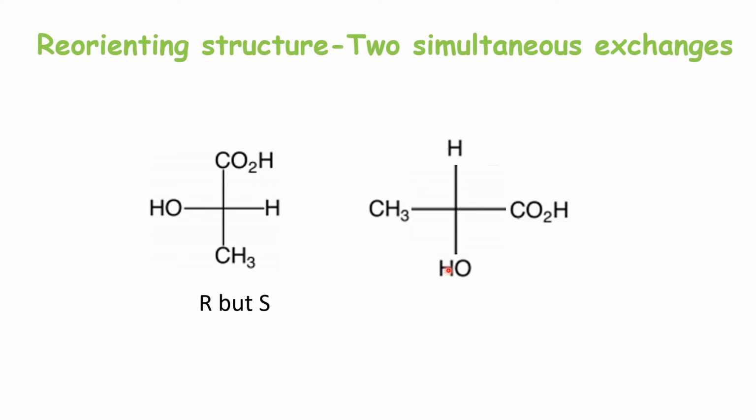Now you can see you are giving first priority to OH, second, and then it will be third. So now you are going anti-clockwise. So your configuration is correct, S. You don't need to reverse it. So either you reverse the configuration or you reverse the structure.